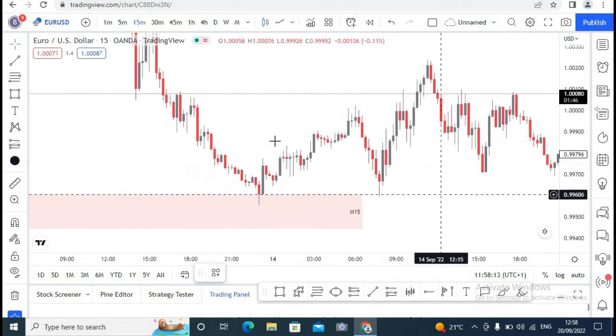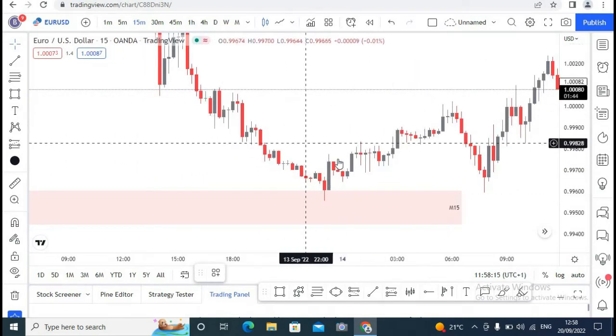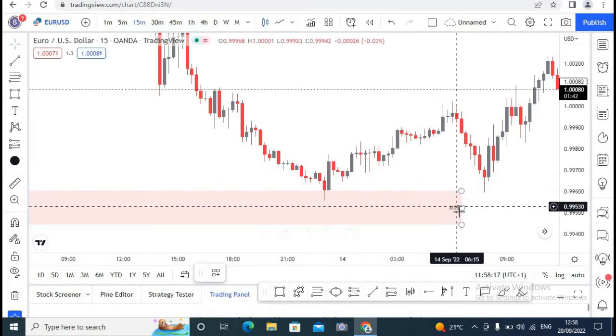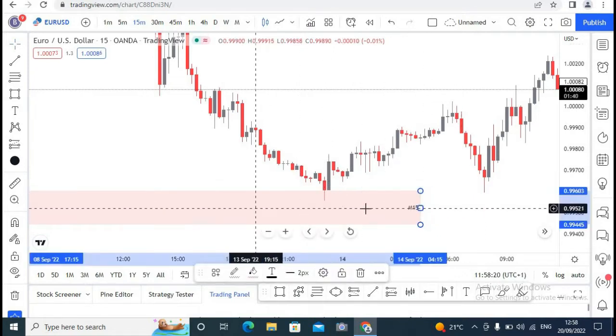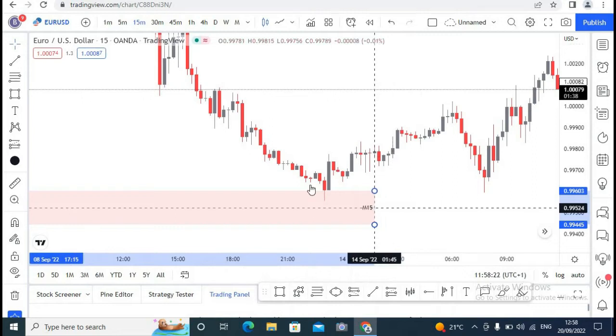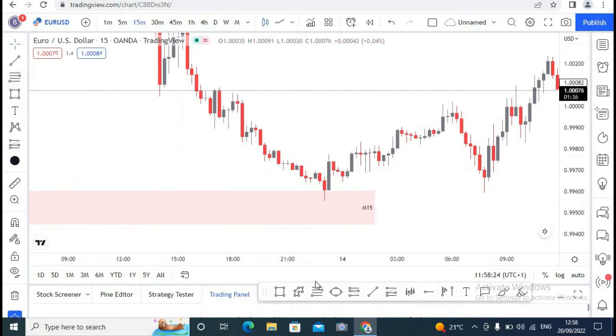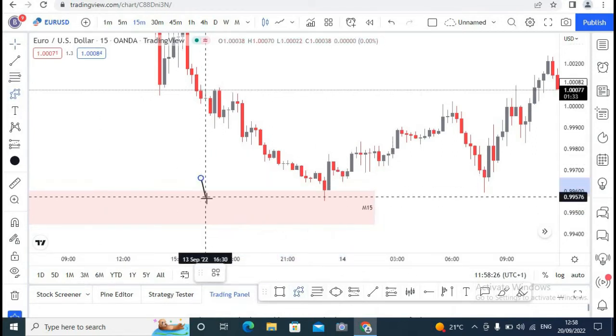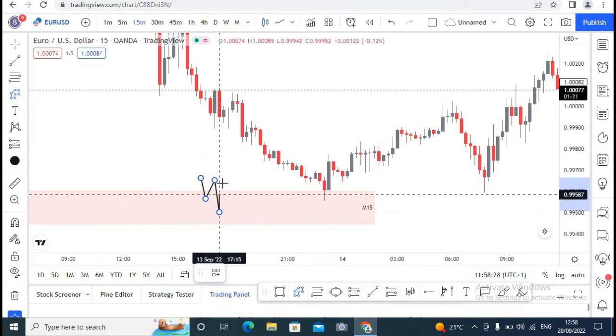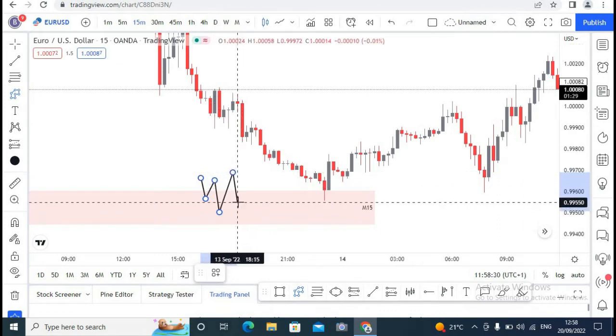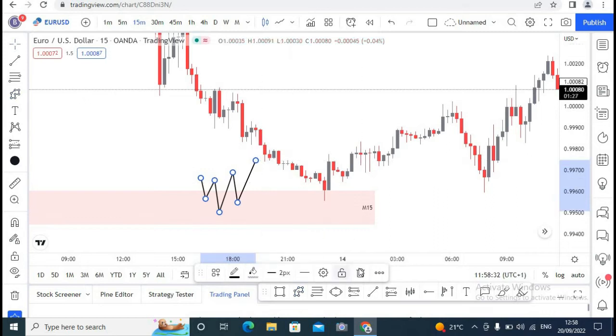So the other thing which you have to understand, once you have located your demand or your supply zone area, we look for what we call a change of character, right? I hope you all know that. We look for a change of character, right? Something like this. Then the price will go to the upside.